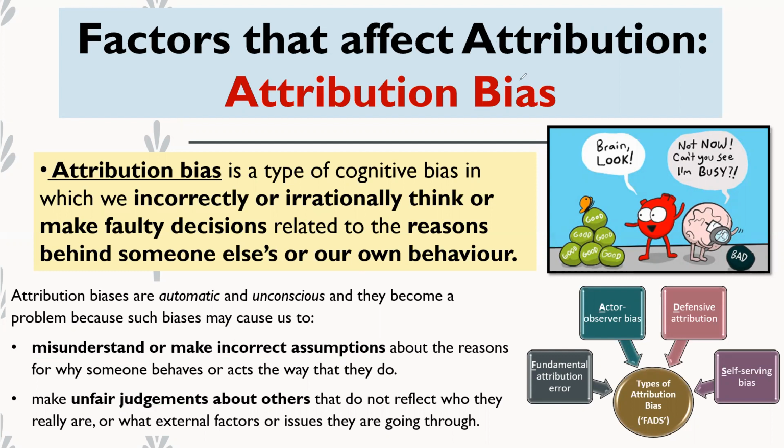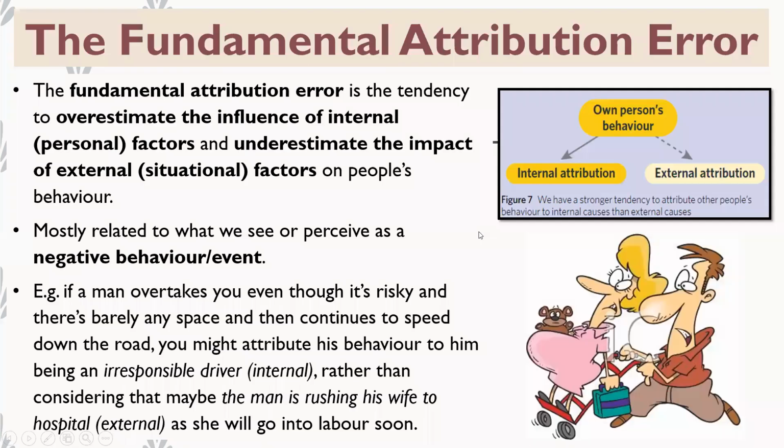The types of attribution bias can be remembered using the memory tip FADS. F for fundamental attribution error, A for actor-observer bias, D for defensive attribution, and S for self-serving bias. So these are the four types of bias we're going to look at now. The first one is the fundamental attribution error.